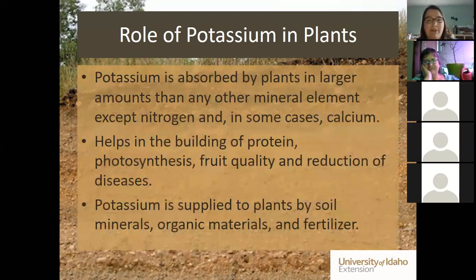So potassium is absorbed by plants in larger amounts than any other mineral element except nitrogen. It helps in the building of protein, photosynthesis, fruit quality, reduction of disease. And it's supplied to plants by soil minerals, organic materials, and fertilizer. So this is one where they're getting the majority of it just from the minerals in the soil. And then the organic materials and fertilizer are just an addition.